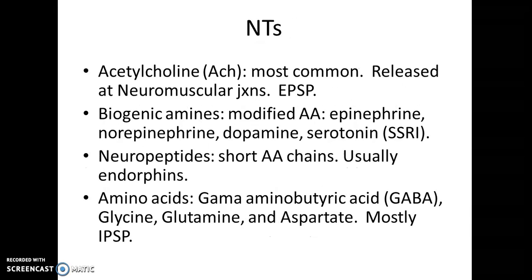So what are some neurotransmitters? Well, the more common ones, we have acetylcholine, which is ACH. This is the most common neurotransmitter. It's released at neuromuscular junctions where the neurons attach or excite muscles, and these are EPSPs. Biogenic amines are modified amino acids like epinephrine and norepinephrine, dopamine and serotonin. Talked about those things before. And sometimes they're EPSPs, sometimes they're IPSPs.